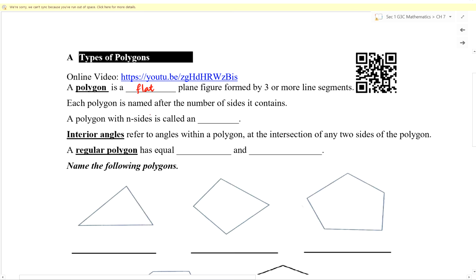Now each polygon is named after the sides it contains. For example, here we have a triangle. Triangle with 3 sides. A 4-sided figure is called a quadrilateral. After a 4-sided figure, we've got a 5-sided figure. Do you know what it is called?